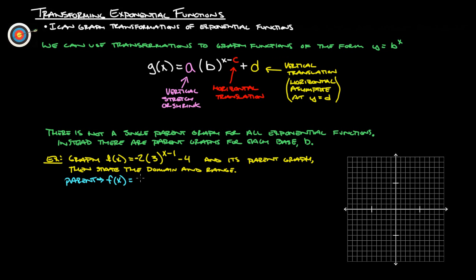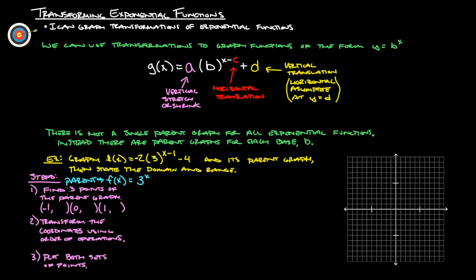So our base in this case is 3. So we want to graph f of x equals 3 to the x. Okay. So our steps here are, we're going to find 3 points of the parent graph. Usually you want to do -1, 0, and 1. And then usually it's a pretty good idea to find some more, depending on what the graph looks like. Usually more to the right will give you a little bit more information potentially. So we'll take a look at that. So find 3 points of the parent graph.